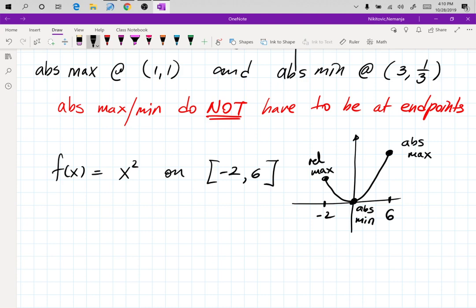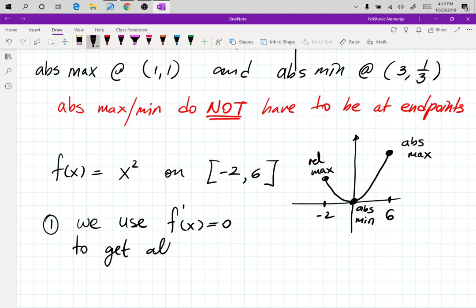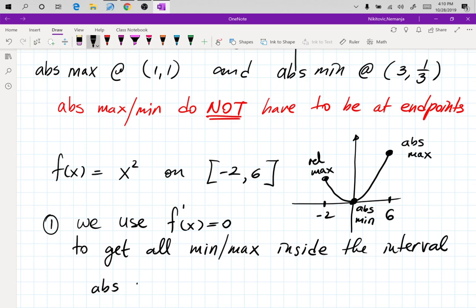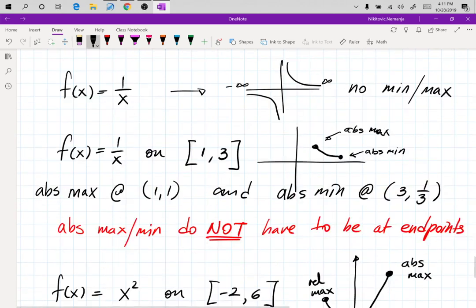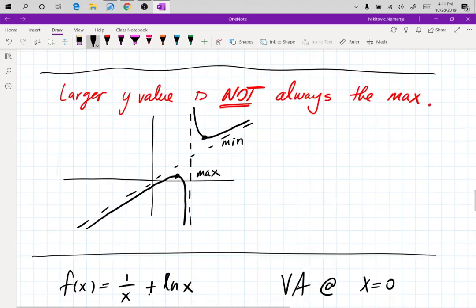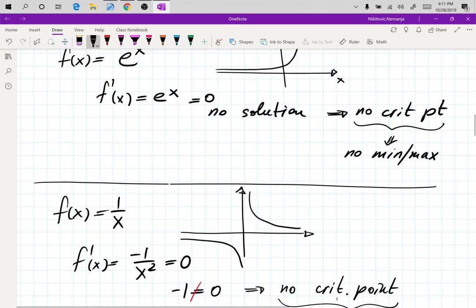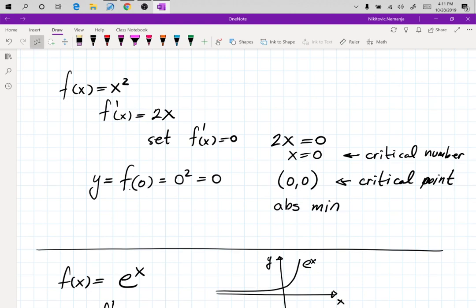So now, for this example, let's say number 1. We use f prime of x equals 0 to get all min-max inside the interval. And that is where we found ABS min to be at (0, 0). So this is the procedure we already did. If I go back to our first example of today, there it is. That's where we found it, right?